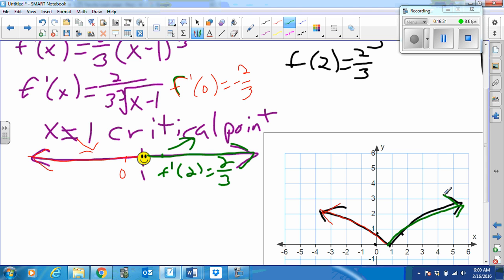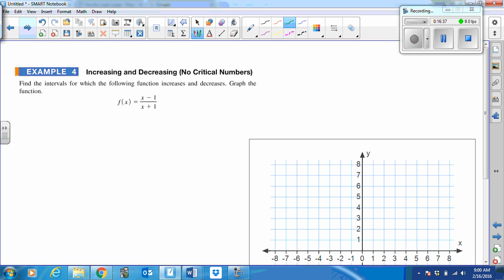And so there's a good sketch of the graph based on the first derivative. So let's do one more, and then you can start in on your homework. Find the intervals for which the following function increases and decreases and graph the function.